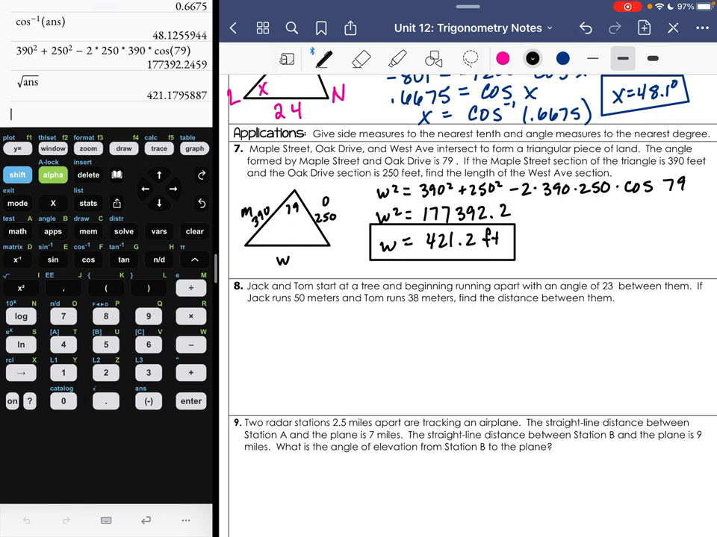Number 8 says Jack and Tom start at a tree and begin running apart with an angle of 23 degrees between them. If Jack runs 50 meters and Tom runs 38 meters, find the distance between them. Okay, so what we have here is we have a situation where they are running away from their starting point. Every time I do that, I mess it up.